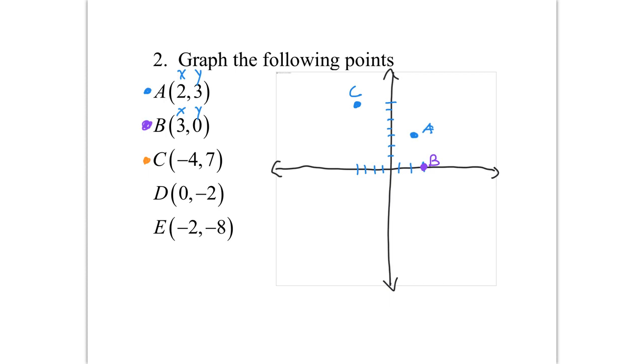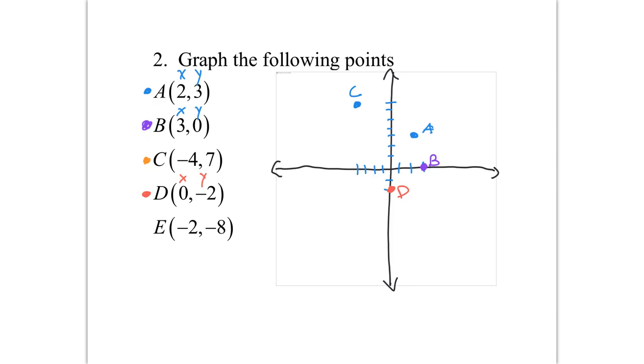Point D is 0. So there's your X. And -2 is your Y. So 0 means that you don't move to the left or to the right. When X equals 0, you stay at the origin. But the Y is -2, so you guys need to go down 1, 2. So I'm going to make a point right here. And this is point D.